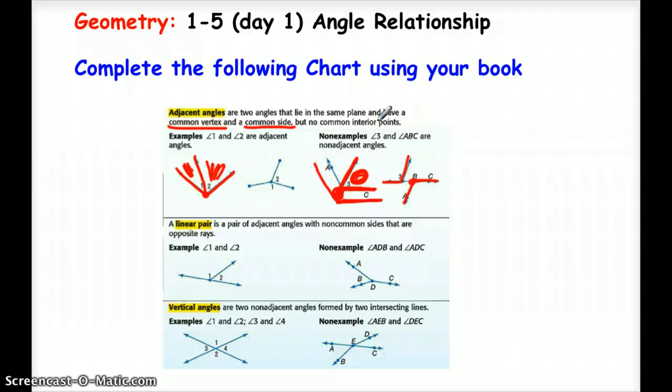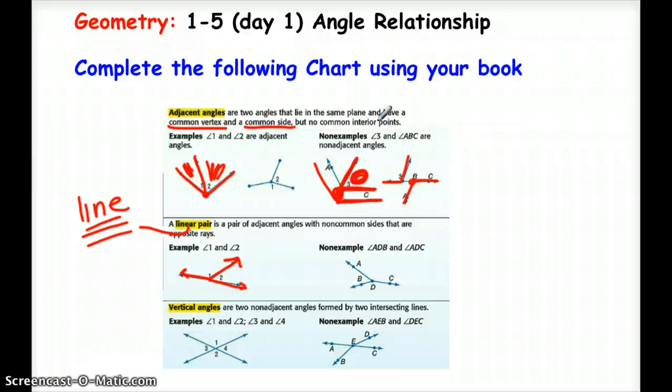Linear pair, when you see linear pair, you should be thinking of a line. A linear pair are adjacent angles with non-common sides that have opposite rays. So think of two angles that are going to make a line. If you look at your example 1 and 2, there are opposite rays, and then there's the shared ray. In example number 2, do you see how those two angles are not making a line?